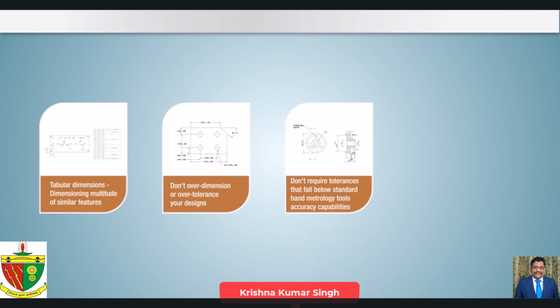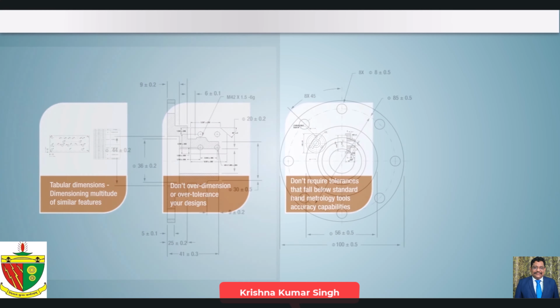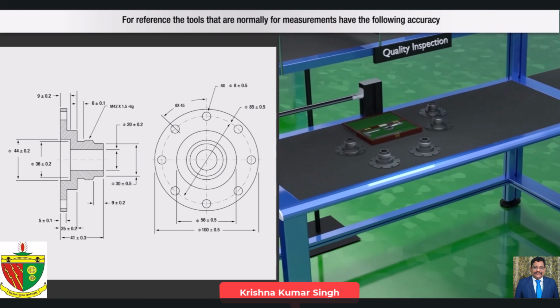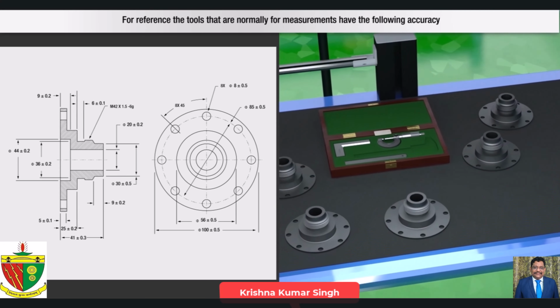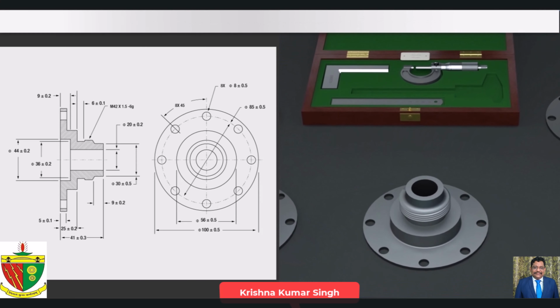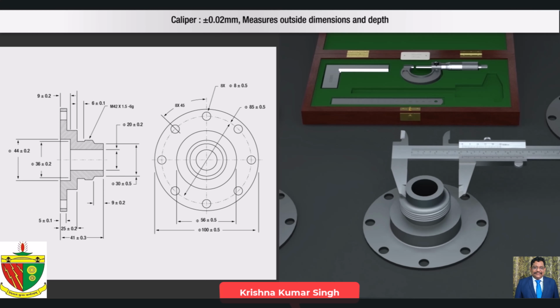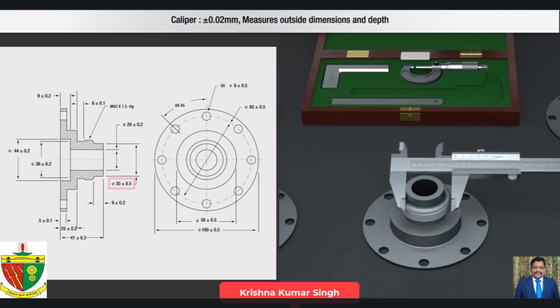Don't require tolerances that fall below standard hand metrology tools' accuracy capabilities. For reference, the tools that are normally used for measurement have the following accuracy. Caliper: plus or minus 0.02 mm, measures outside dimensions and depth.